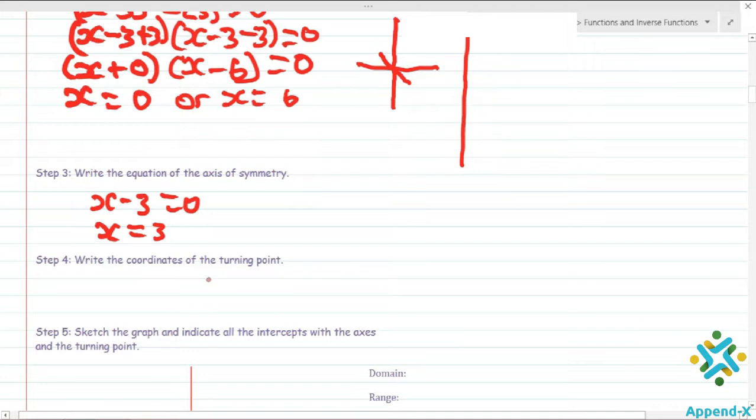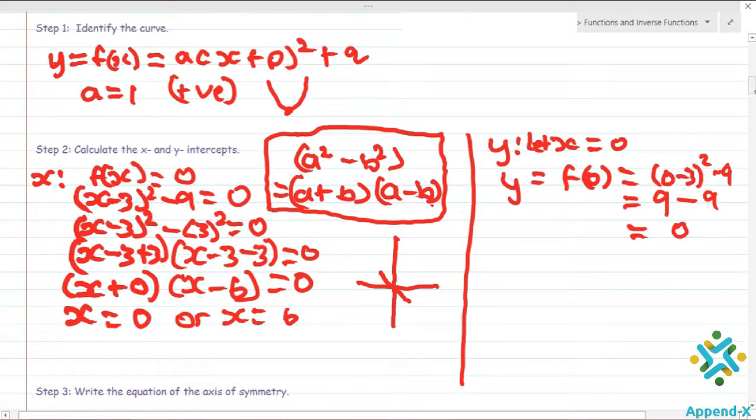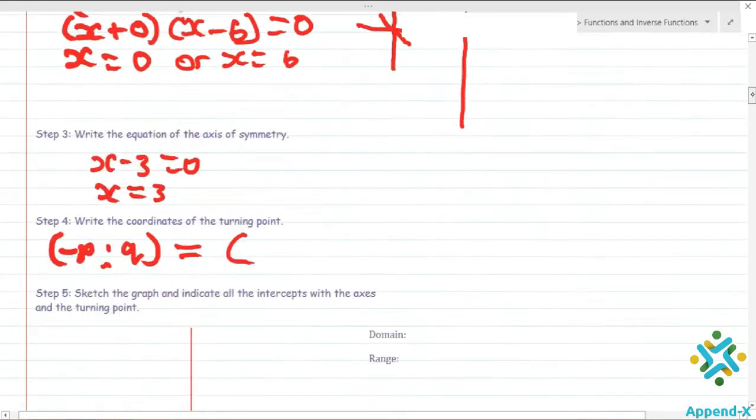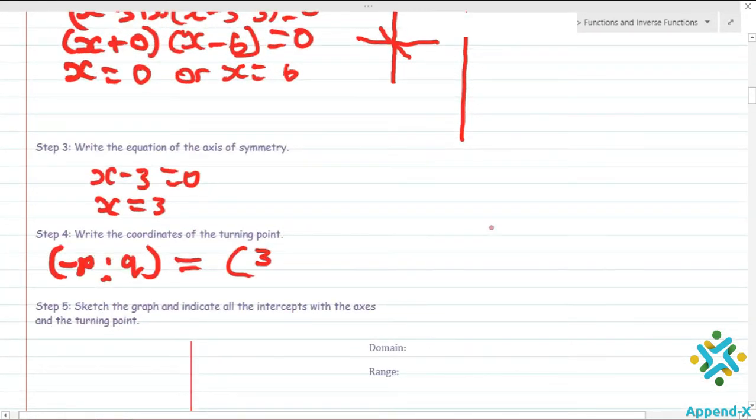Now the next point is to write the coordinates of the turning point. The coordinates of the turning point are given by negative p and q. Now in our case, p is negative 3, therefore negative of negative 3 must be a positive 3, and q is negative 9. Therefore the coordinates of the turning point are 3 and negative 9.